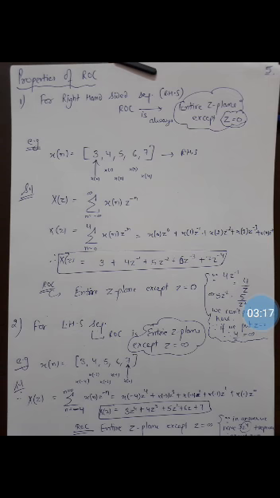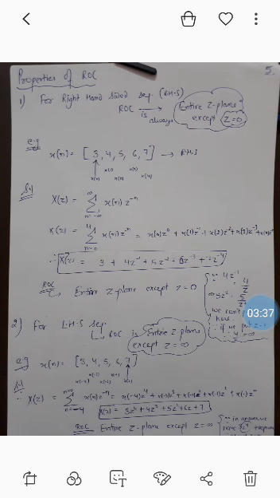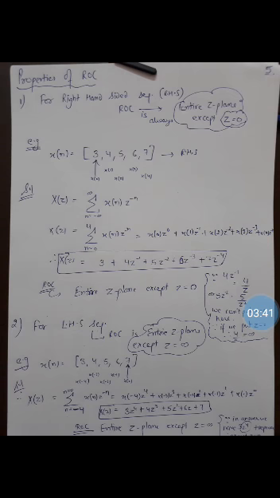Next, let's start with the properties of ROC. We have a number of properties. Let's start with the first one. For a right-handed sequence, what will be the ROC? Let's take an example. A discrete signal is given, x of n, which is 3, 4, 5, 6, 7, and the 0th position is on the first one, that is 3, x of 0. That means this sequence has limits from 0 to 4, and this is a right hand side sequence. So find the Z transform.